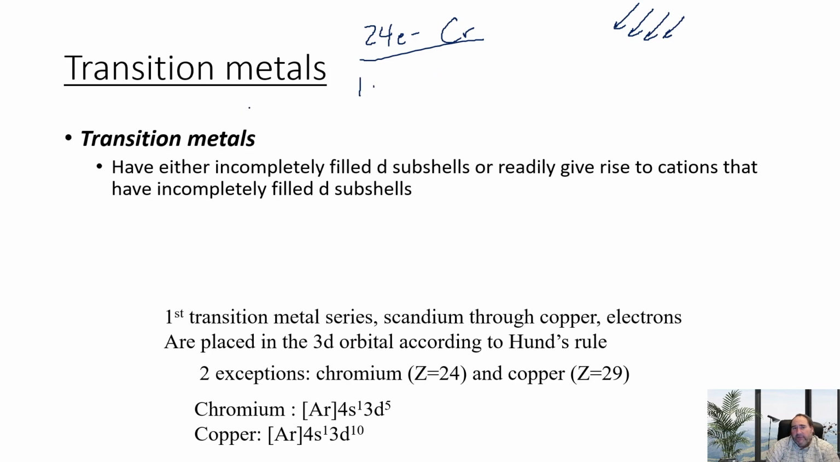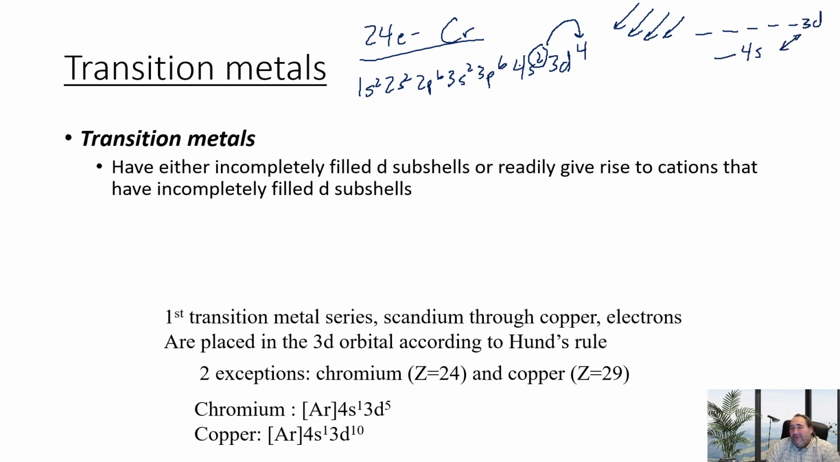will end up with an electron configuration of 1s2, 2s2, 2p6, 3s2, 3p6, 4s2, 3d4. It has been found experimentally that chromium is more stable with one extra electron in its d orbital, one less electron in its s orbital. It can do that because the 4s orbitals and the 3d orbitals are really close in terms of energy, so it doesn't take a lot for that electron to go up into the d orbital. And that is where the difference is, as you can see down there.